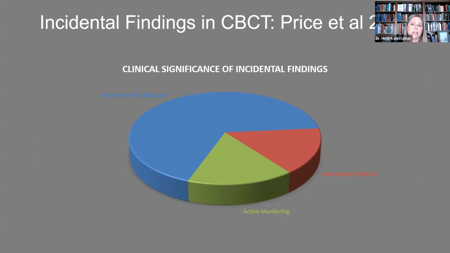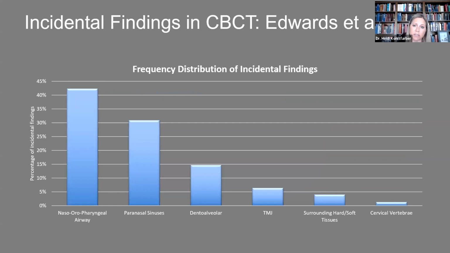One of the nice things it did do, though, is look at those incidental findings and ask, well, what should I do with these? How much of these are actionable? It found that about 30% of the cases are going to be actionable, and that was divided between active monitoring and something that was interventional or referral. So we can expect that about 30% of what we find, we actually need to do something with. The rest are truly just incidental findings we don't need to worry about.